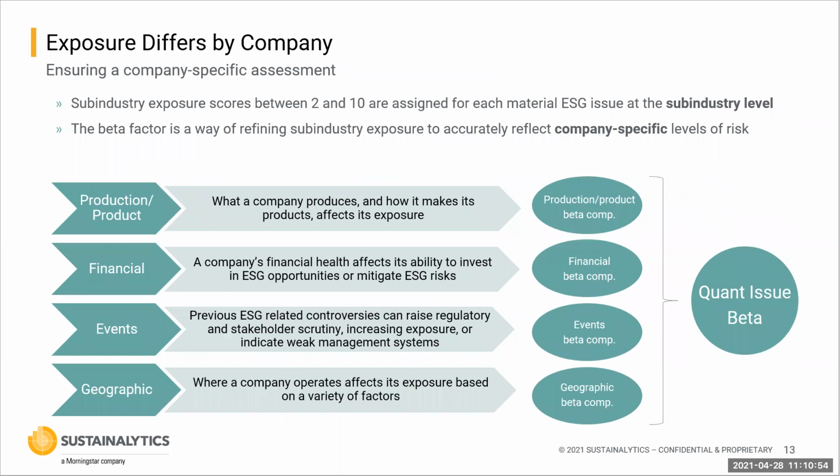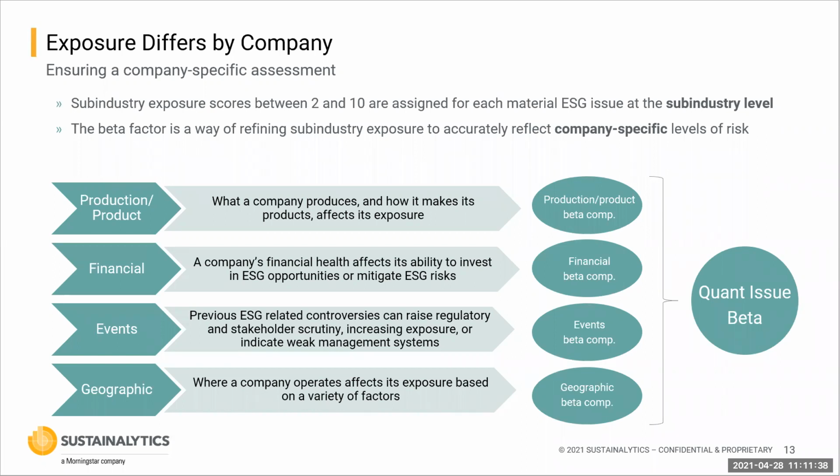So once we've defined the financially material issues across the sub-industry, we then proceed to look at company-specific factors to determine whether a company is over or underexposed to these issues. So there is a 4-factor approach, which we call quant issue betas or beta factors, and these are used to assess company-specific exposure across the issues. So the first is, as you see there, product and production. So what type of products the company produces, where it's selling these products and services.